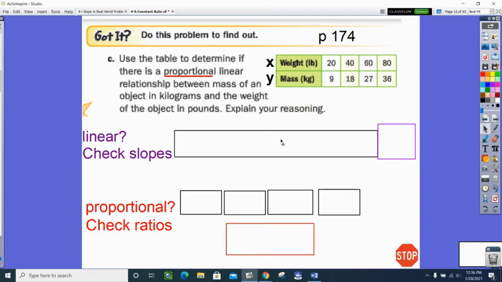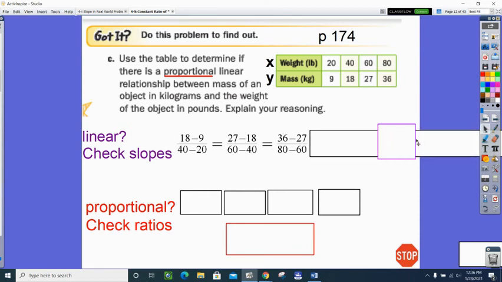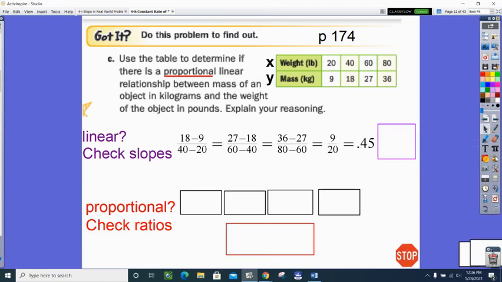All right, so 18 minus 9 over 40 minus 20, does that equal 27 minus 18 over 60 minus 40? Does that equal 36 minus 27 over 80 minus 60? So this would be the first slope, and you're going to get 9 over 20. Haven't made it a unit rate, but right now I'm just checking to see if it's linear. So 9 over 20. And then here, 27 minus 18 is 9 over 20. And 36 minus 27 between these 2 points is 9 over 20. So see how the slopes stay the same from point to point to point. So it would be linear.